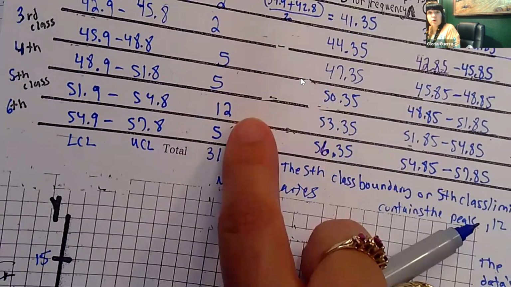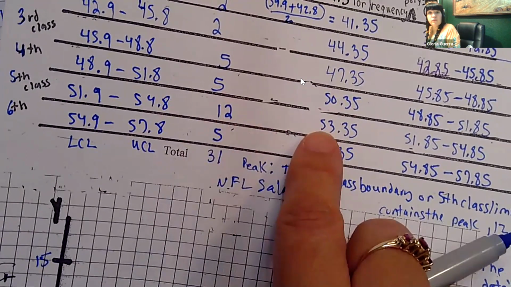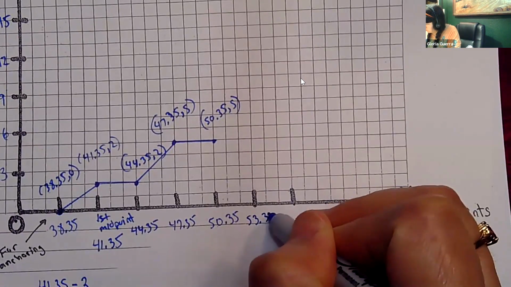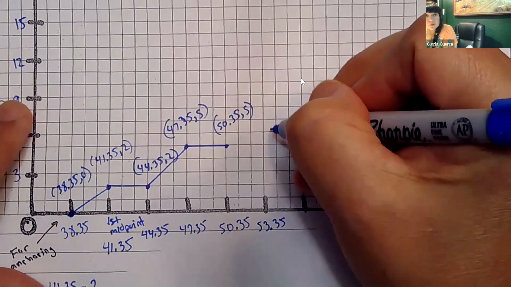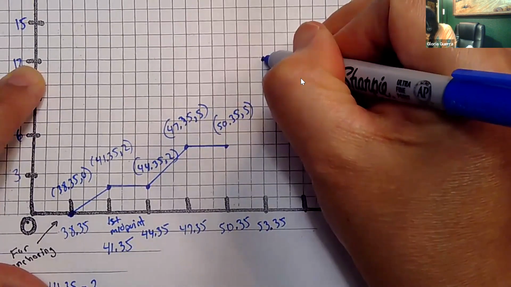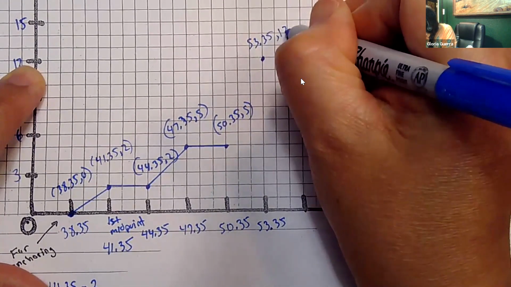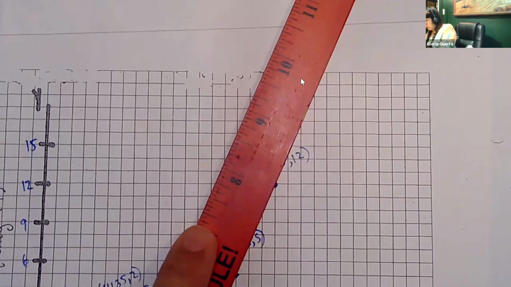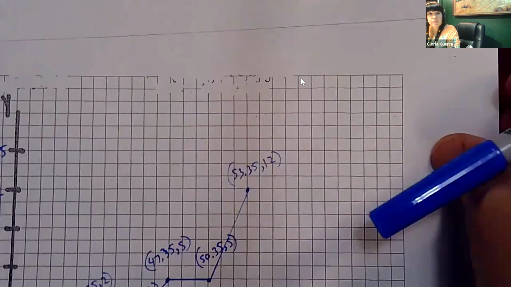And now we have a 12 and then another 5 coming up. So for the frequency of 12, the midpoint is 53.35. And then way up here, 12 is somewhere way up here. And you can always pause your video if I'm going a little too fast, and then start it. But I'm just doing that, connecting.